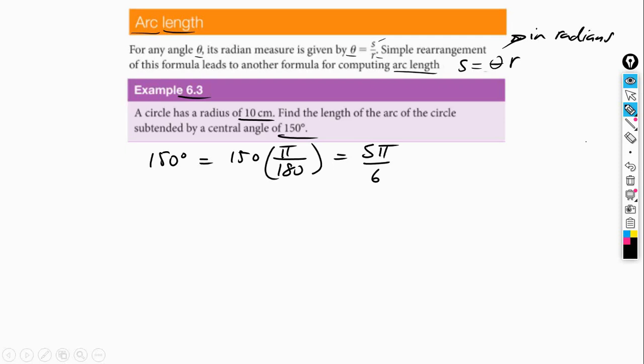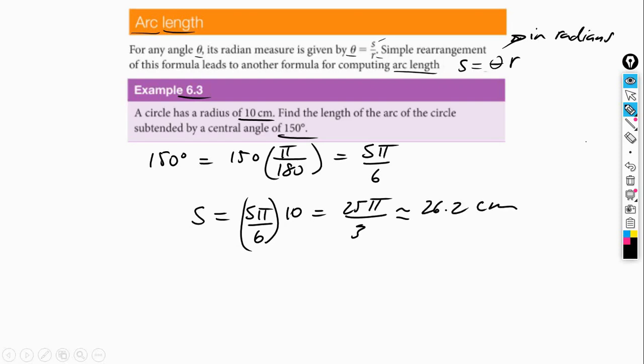So then that means that the arc length is equal to 5 pi over 6 times the radius, which is 10. And this is going to be 25 pi thirds, which is approximately 26.2 centimeters. And this is rounded to 3 significant figures.